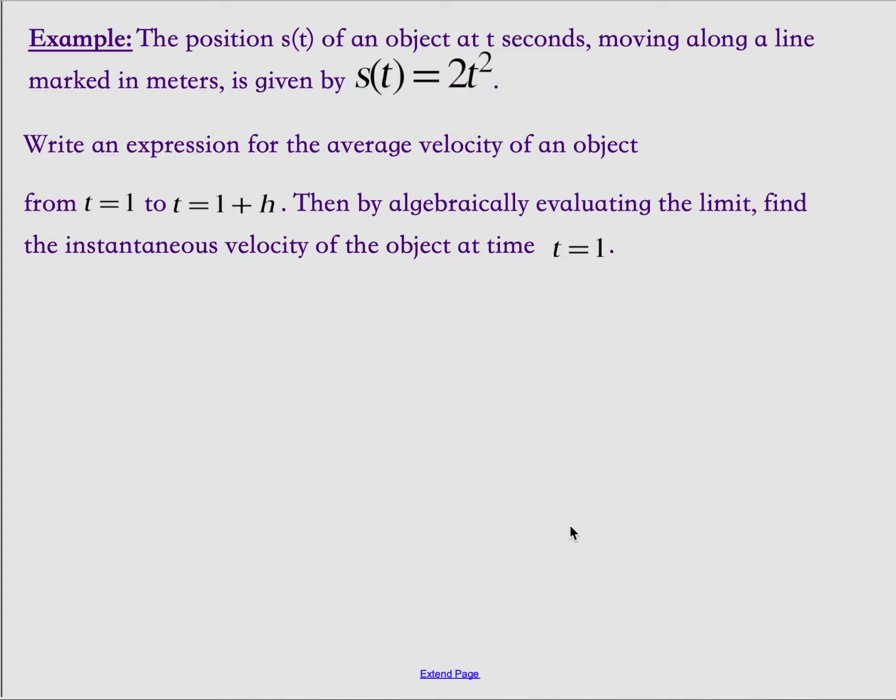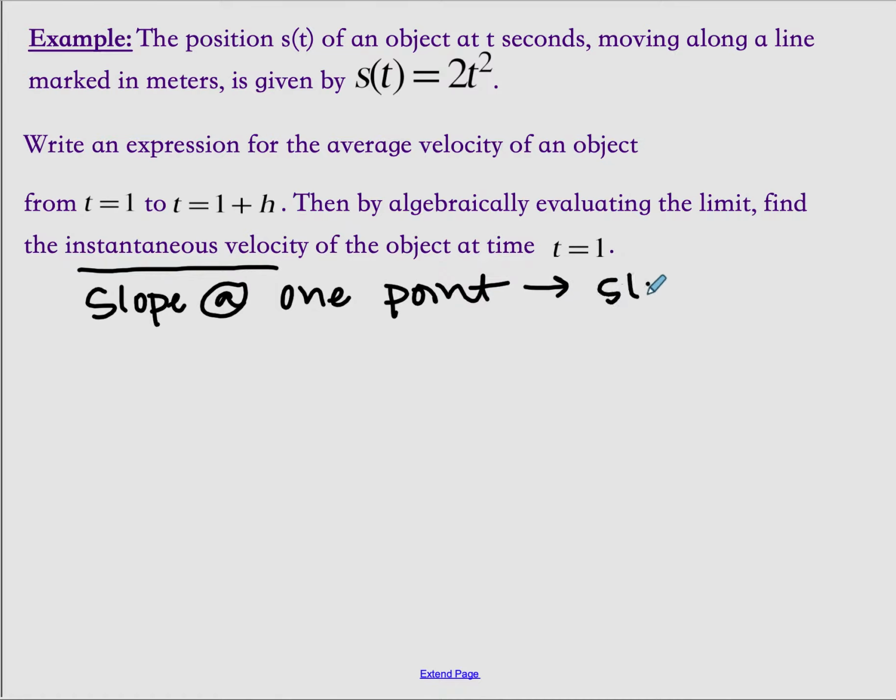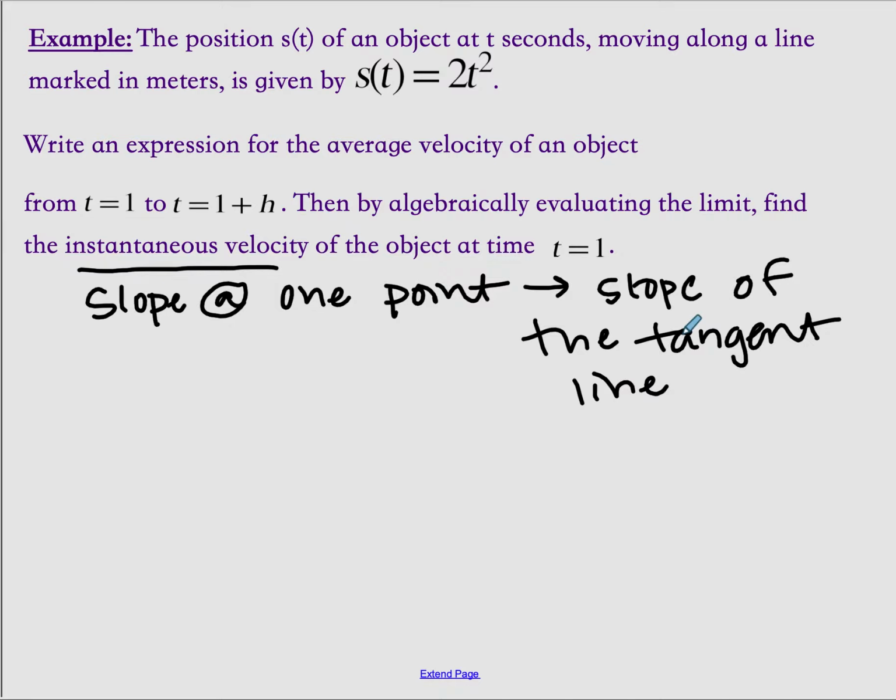That's hard to do, as we talked about earlier in this lesson, because typically you find slope using 2 points. So whenever I'm asking you for instantaneous velocity, I am asking you for the slope in an instant. So it's your slope at 1 point, which you all know from the earlier lessons is the slope of the tangent line. And I already alluded to this, but this is your derivative.